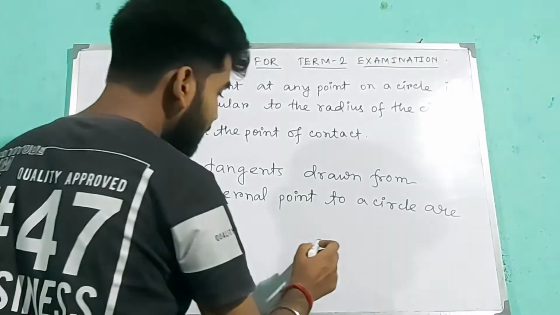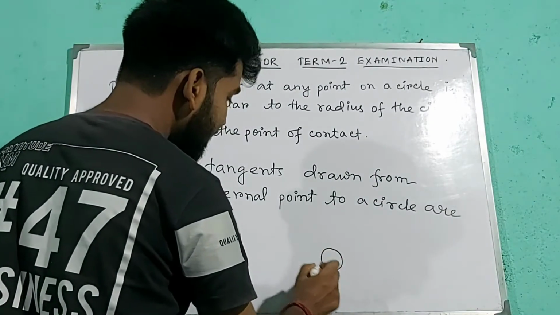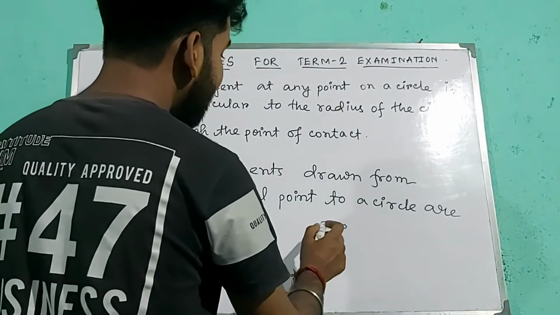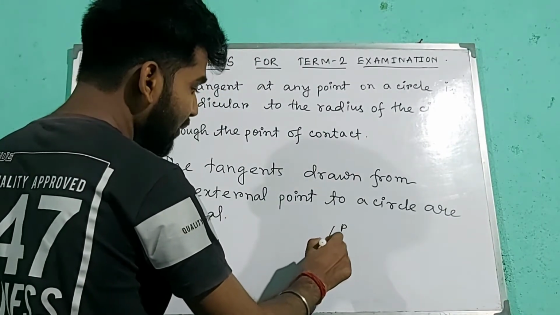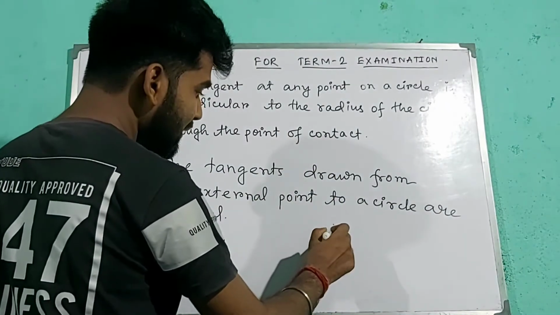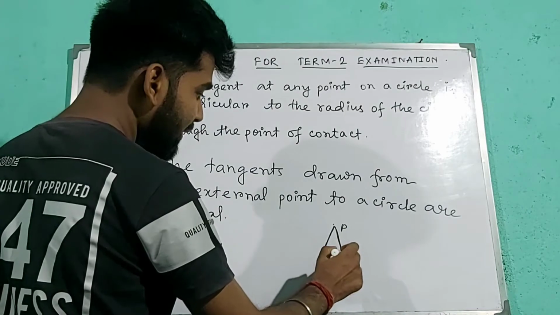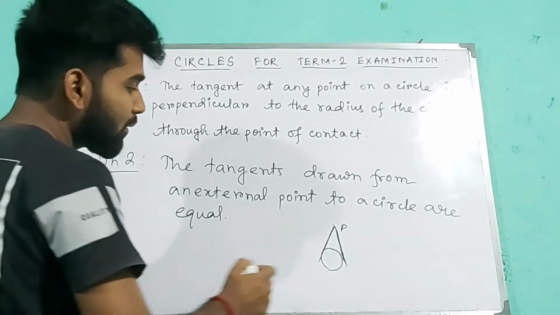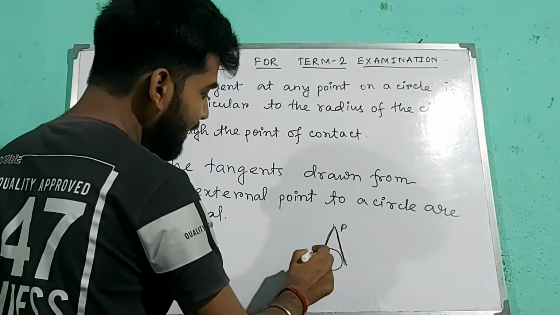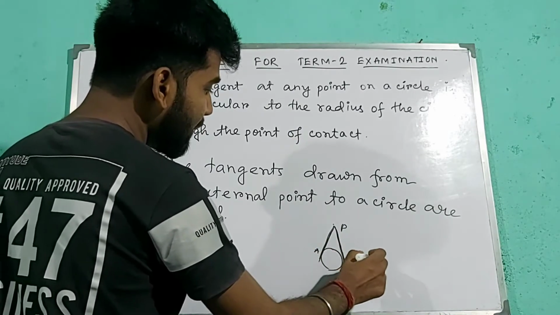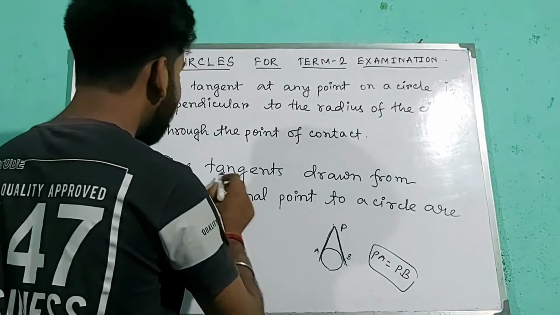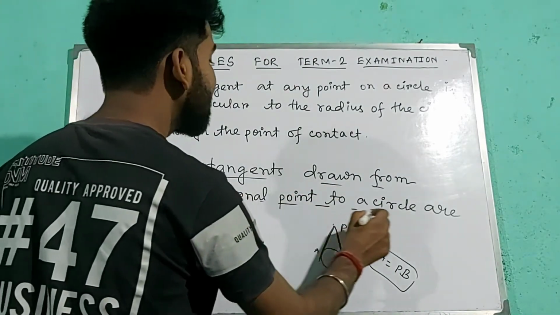Now I am showing you how to do this. This is a circle, and this is the external point, named P. From this external point, suppose the tangents are drawn. The tangents drawn from an external point means one external point. Suppose these two are the tangents. Then these two will be equal. Suppose we name them PA and PB. Then PA equals PB. The tangents drawn from an external point to a circle are equal.